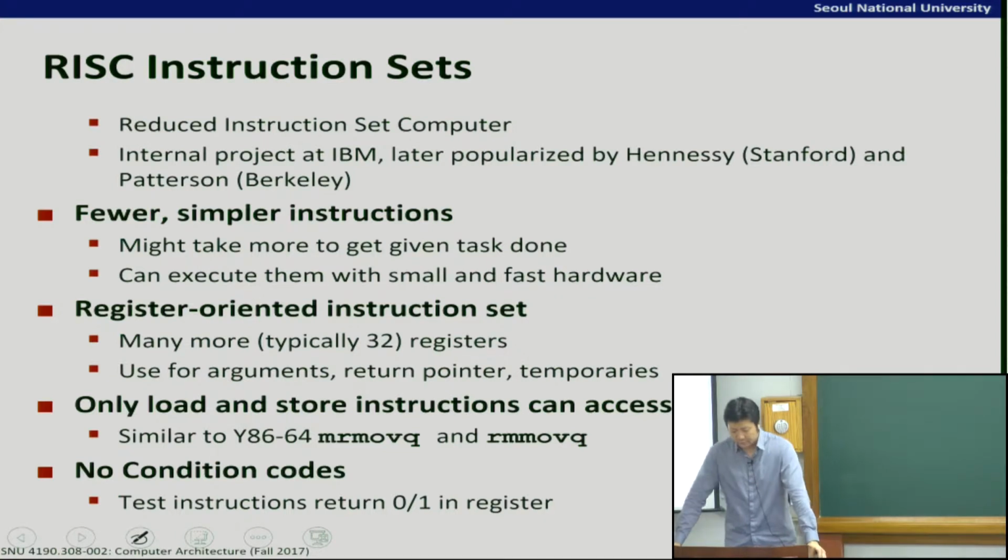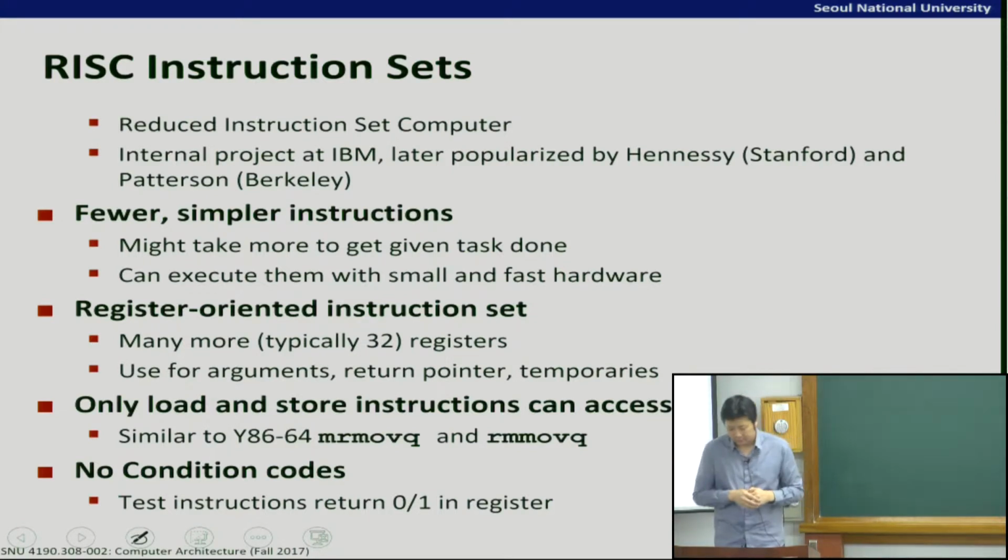In contrast, RISC stands for reduced instruction set computer, and RISC architecture is more common today. The general philosophy is fewer, simpler instructions executed with small and fast hardware. So the difference between the two camps is that the first camp, CISC, provides more capable instructions, but these instructions are slower in execution. In RISC architecture, you have much simpler instructions, but they can run much faster.